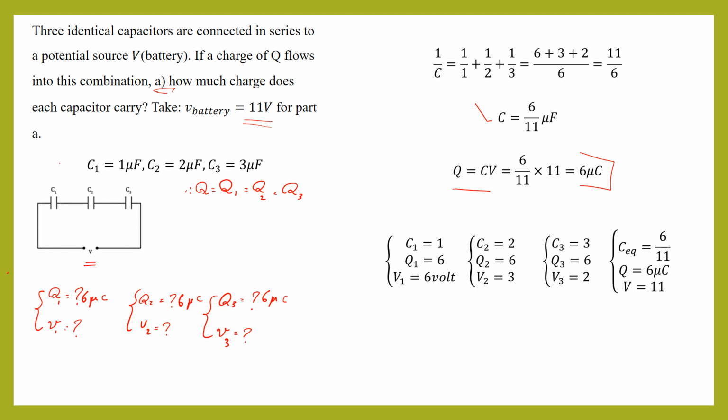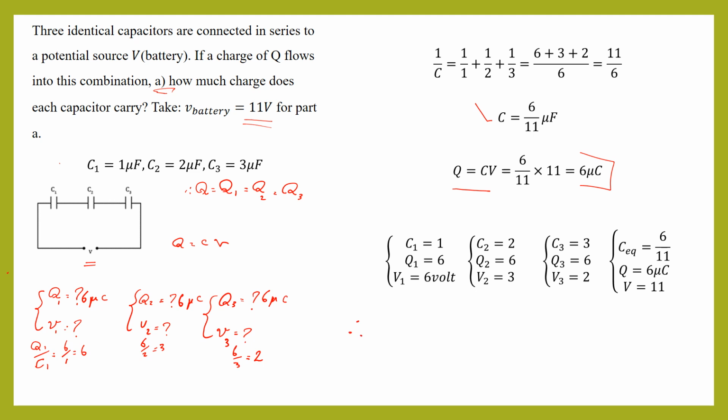Once you get one of these empty places, it is possible to calculate the other one by the equation Q equals CV. So V1, everybody, is Q1 over C1. That is how much? 6 over 1, it's 6. This one is 6 over 2, that is 3. This one is 6 over 3, is how much? 2. Okay, you can check the validity of your answer, everybody.